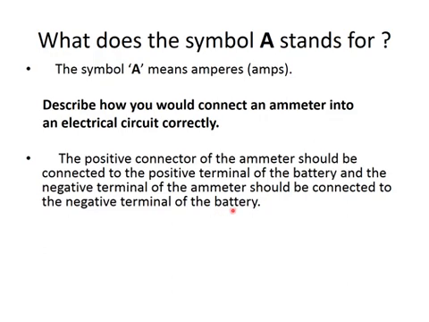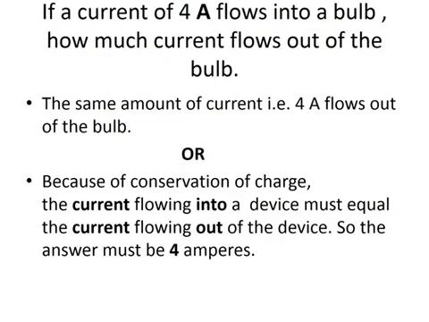The next question is, if a current of 4 amperes flows into a bulb, how much current flows out of the bulb? So the question was asked that if 4 ampere of current is flowing through a bulb, it is entering a bulb. So you have been asked that if 4 ampere is entering a bulb, how much current will be getting out of the bulb? What will be the amount of that current?